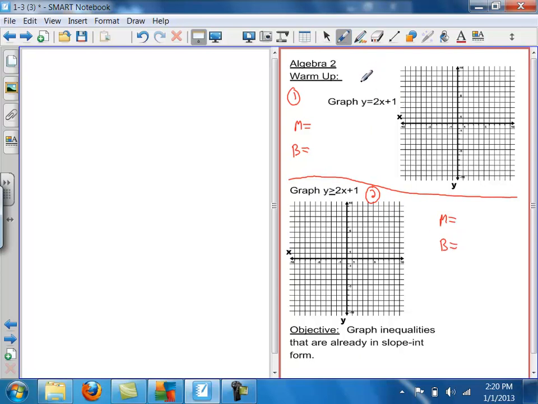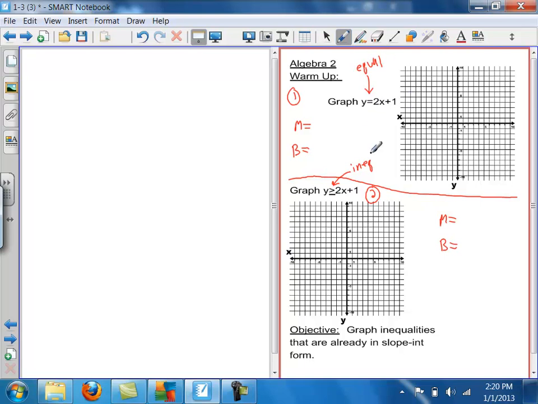Here, it's a line, right, because of the equal sign. And here, it's not a line because of the inequality sign. Okay, so this is an inequality, and this is just a regular equal sign. So those are two things you got to notice, okay?